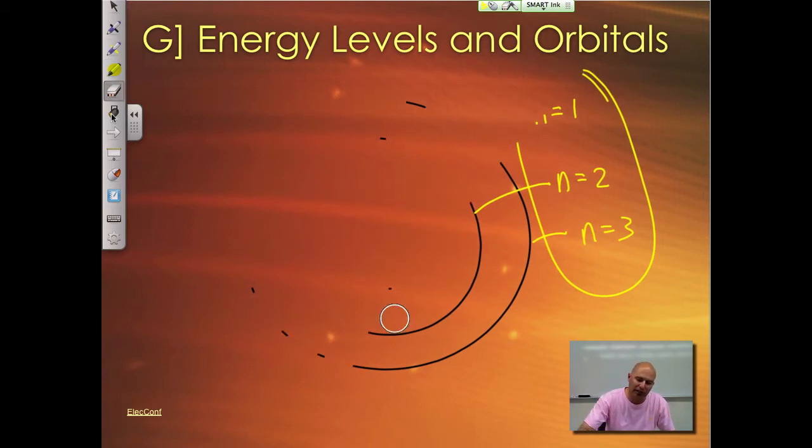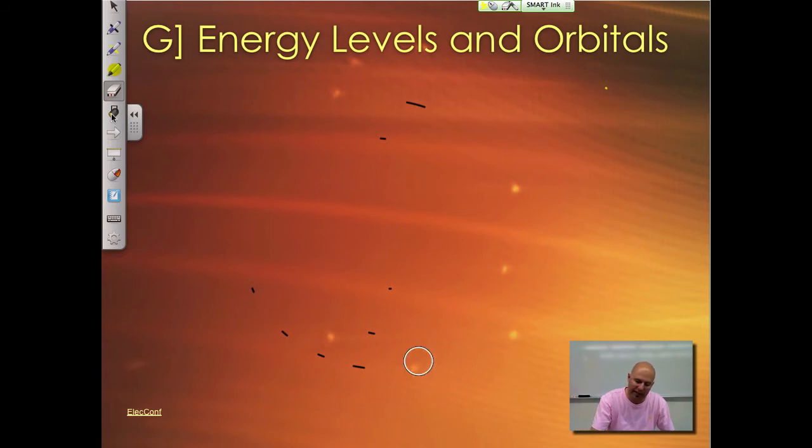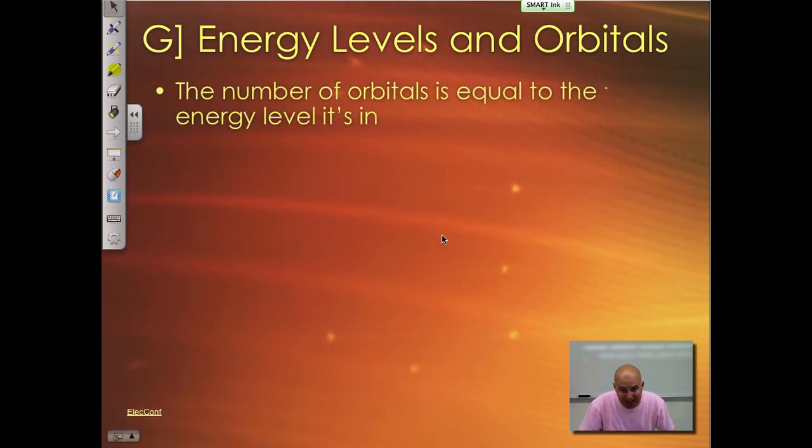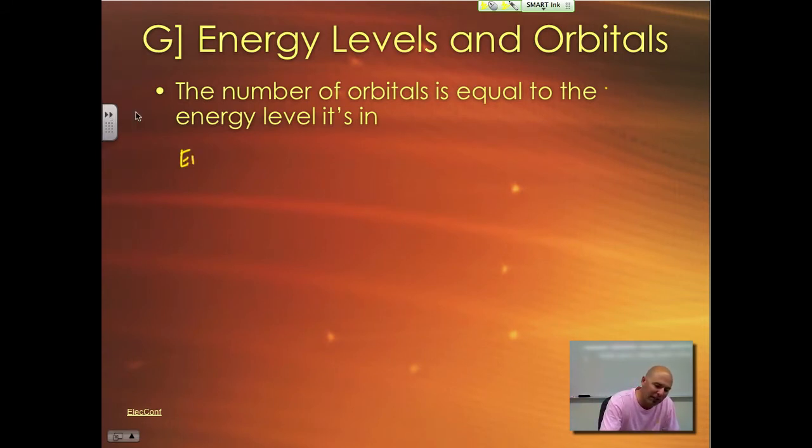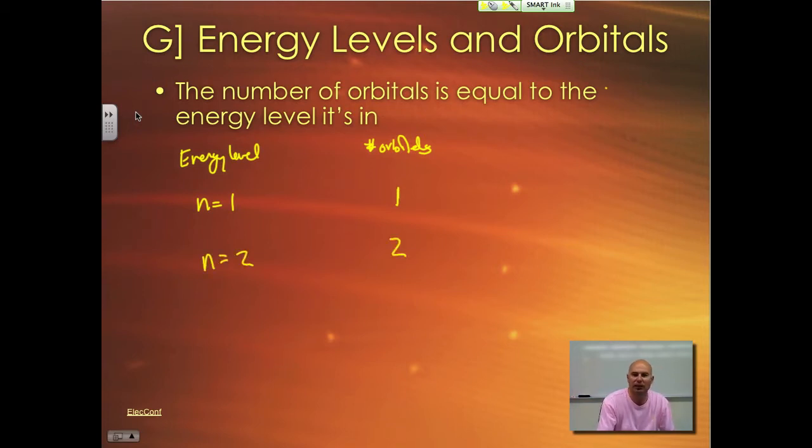Now, what's cool about energy levels in terms of orbitals, and we're going to see what orbitals are, and I think it'll clean up as we go through, but basically, the number of orbitals is equal to the energy level it's in. So, again, let's hear that. The number of orbitals is equal to the energy level it's in. So for energy level N equals 1, there'd be 1 orbital in the first energy level. In energy level 2, there would be 2 orbitals. Energy level 3, 3 orbitals, and so on and so forth. So again, the number of orbitals is equal to the energy level it's in.